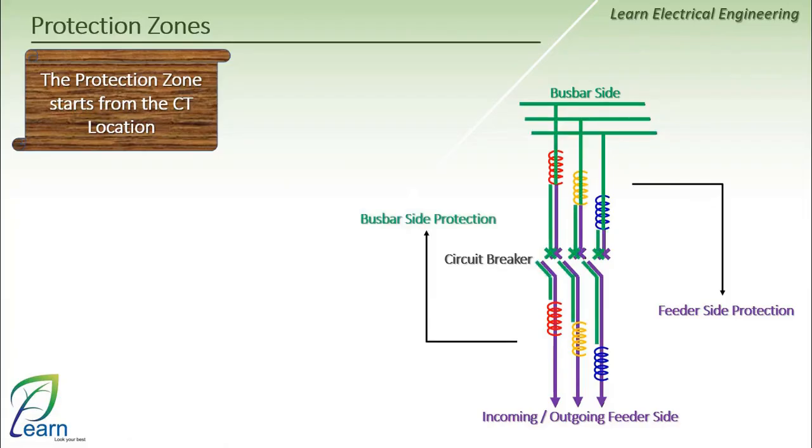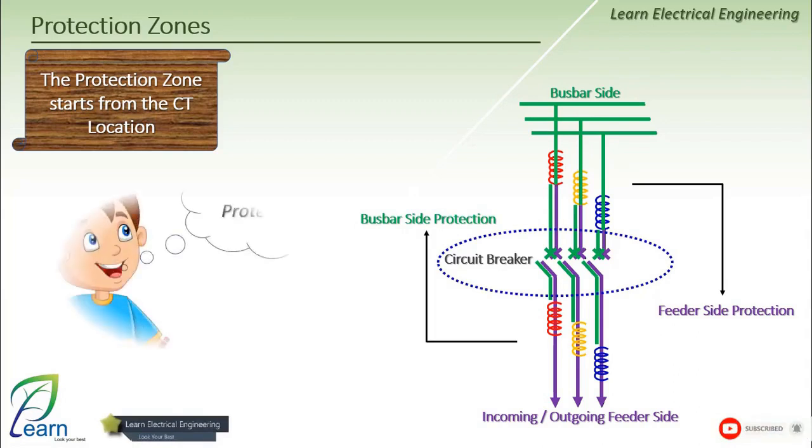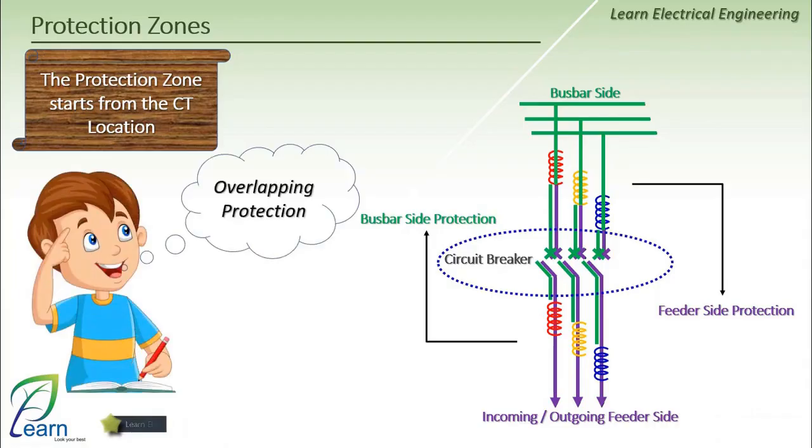We will notice here that the area between the current transformers located before the circuit breaker and after the circuit breaker falls within the protection zone of both the feeder protection and the bus bar protection. Therefore, this is referred to as overlapping protection. In this case, any fault occurring in this area will be cleared through the feeder and bus bar protection, and thus it will be isolated as a fault within the main protection zones.